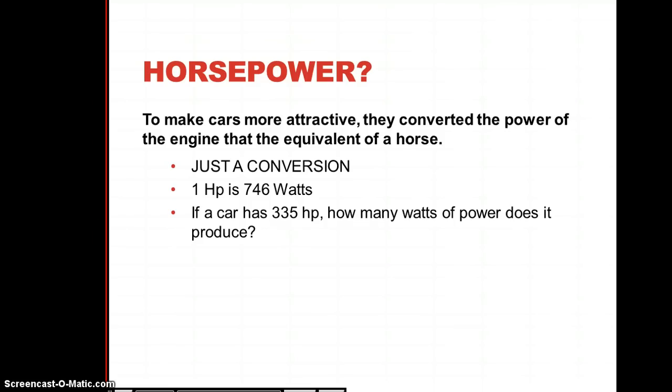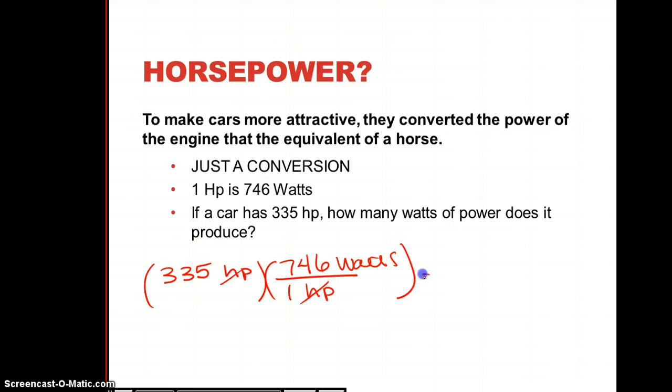So if I told you a car had 335 horsepower, how many watts of power does it produce? We would simply say, okay, I've got 335 HP. I'm going to multiply that. I know my conversion factor here is, I want to put my 1 horsepower on the bottom so that those will cancel, and that's the same as 746 watts. We multiply across, and that will be 249,910 watts.